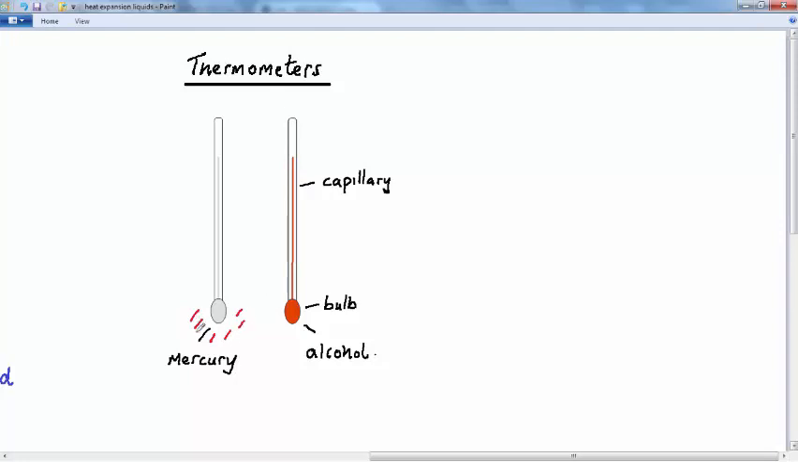Likewise, if the temperature around the thermometer bulb cools, heat will then flow from the bulb to the outside and the liquid will contract. As a result, the level of the thermometer will fall as the volume of the liquid decreases.